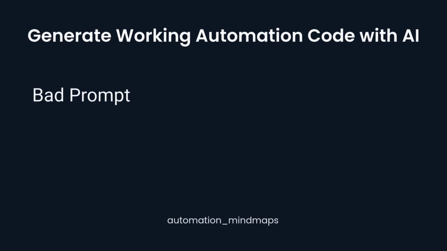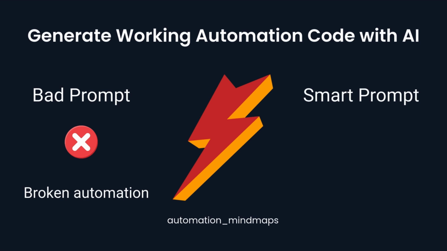Most QA engineers are using AI completely wrong. They ask ChatGPT to generate automation tests, and the result is usually broken code, flaky selectors, or scripts that don't even run. But here is the interesting part. When you change just one thing, the way you write the prompt, AI can start generating surprisingly good automation code.